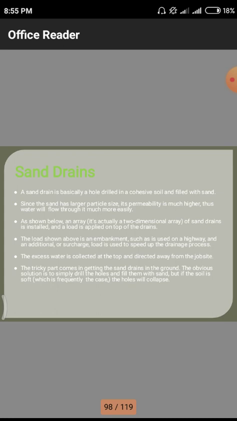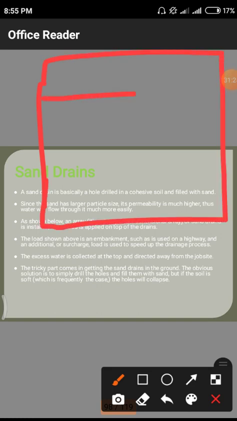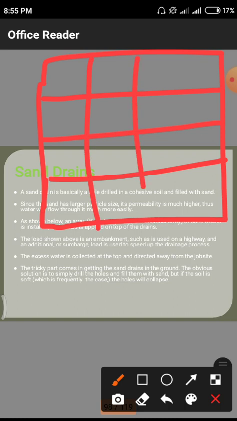A sand drain is basically a hole drilled in a cohesive soil and filled with sand. That means whatever strata we have, in those strata we need to choose particular fields. That means we have to employ grids. We have an idea of these grids. This is the total structure we have, and we need to divide it into a number of grids, so that in each and every grid we place a drain.